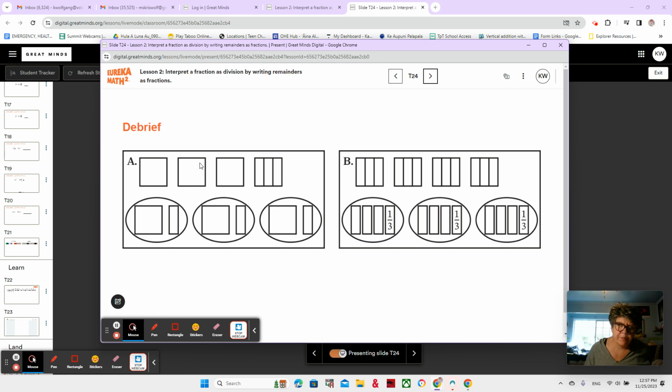Here we have 3 and it's 4, right? But our last one is broken into thirds. And here we have 4 and they're all broken into thirds. And here we have 3 friends and they're each getting 1 1/3. And here we have 3 friends and they're each getting 4/3.